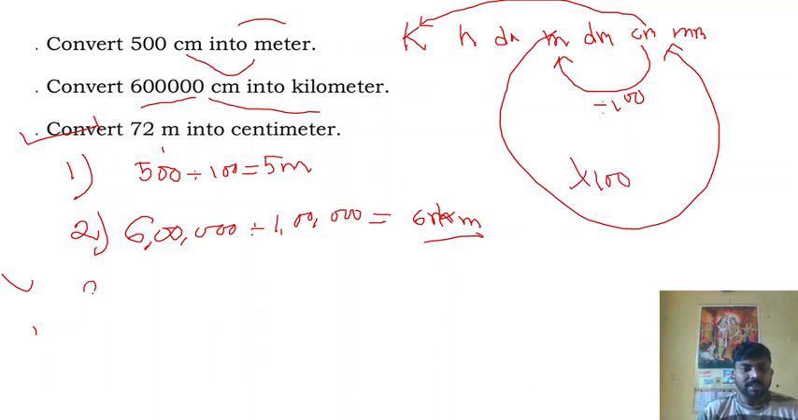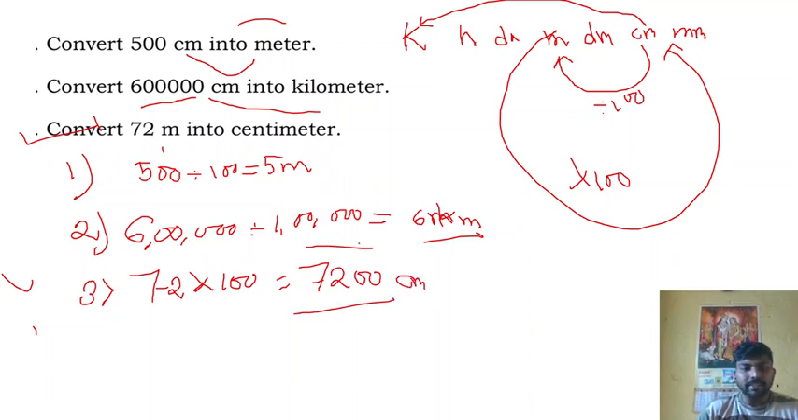Okay, so question number 3 is there. I have 72 meters. So what do I have to do? I have to multiply by 100 and I will get 7200 centimeters. So these things are very easy. I hope you understand how to convert meter, centimeter and kilometer. By this way you can practice more unit conversion.